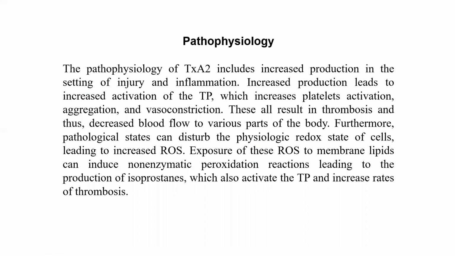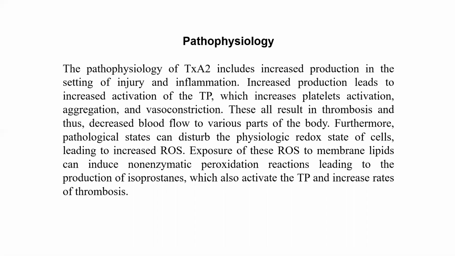Pathophysiology. The pathophysiology of thromboxane A2 includes increased production in the setting of injury and inflammation. Increased production leads to increased activation of the TP receptor, which increases platelet activation, aggregation, and vasoconstriction. This all results in thrombosis and thus decreased blood flow to various parts of the body.